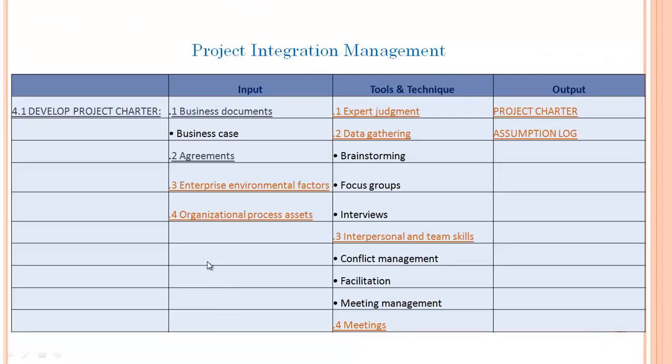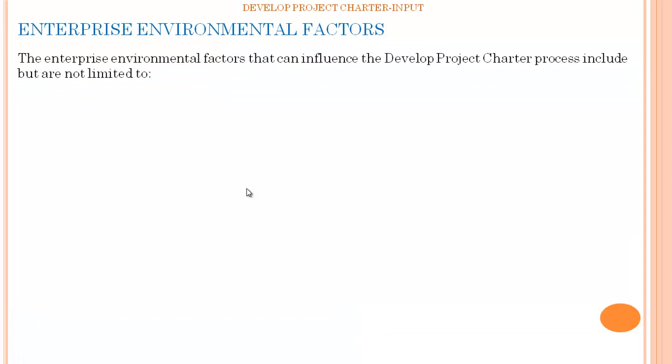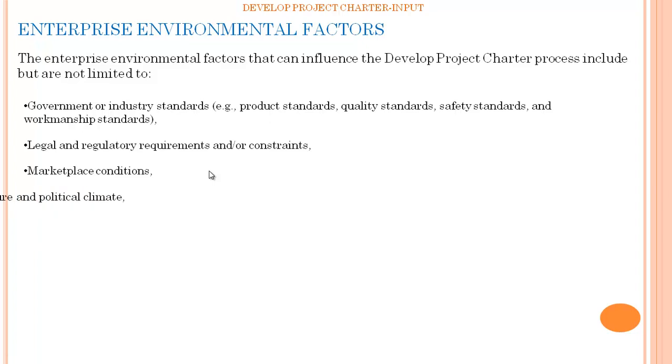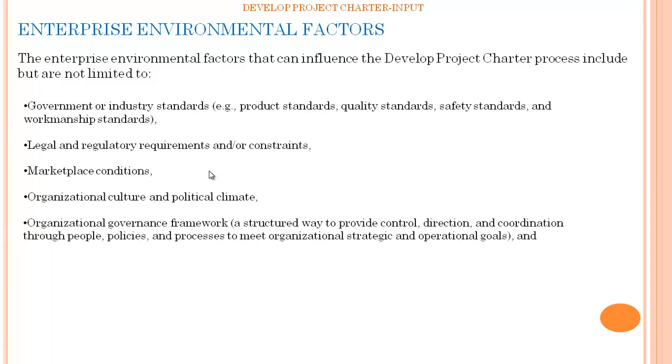Now we'll explore the input, enterprise environmental factors. The enterprise environmental factors that can influence the develop project charter process include, but are not limited to, government or industry standards, for example, product standards, quality standards, safety standards, and workmanship standards; legal and regulatory requirements and or constraints; marketplace conditions; organizational culture and political climate; organizational governance framework, a structured way to provide control, direction and coordination through people, policies and processes to meet organizational strategic and operational goals; and stakeholders' expectations and risk thresholds.